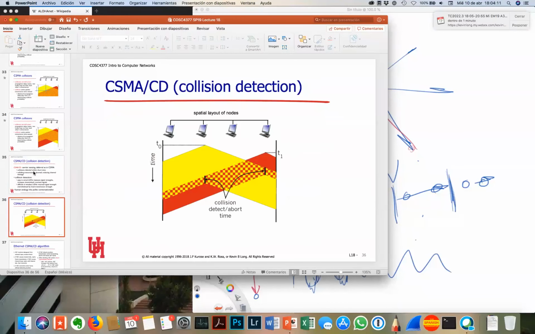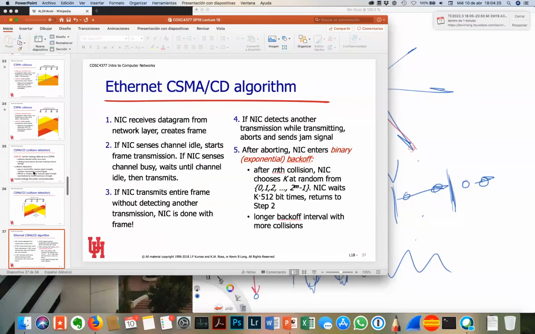So collision detection: these two guys figured out what was going on, and they gave themselves a little bit of time to send out a signal to let everybody know, hey, forget about that packet, just in case somebody managed to receive enough of it.